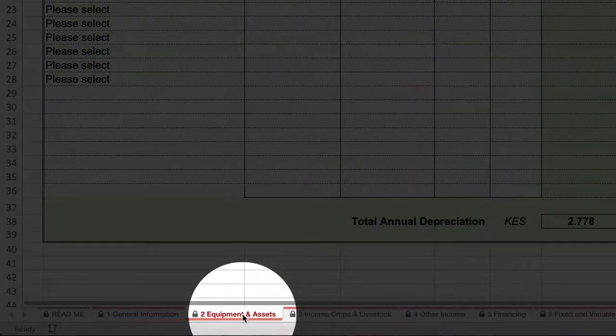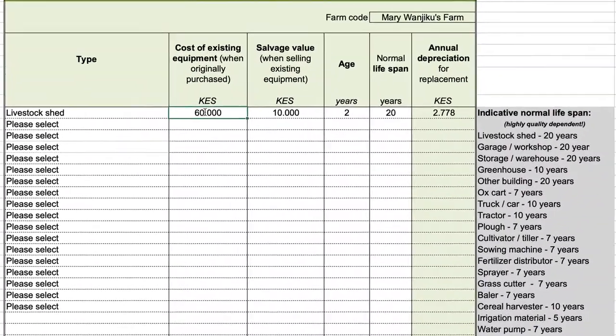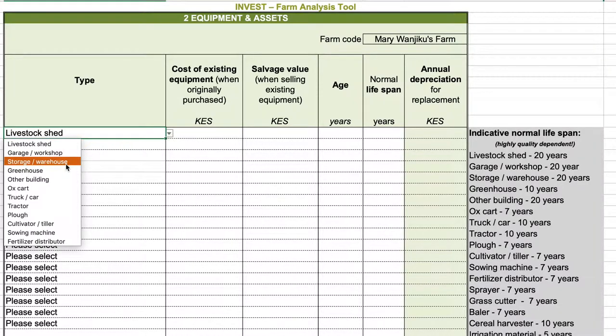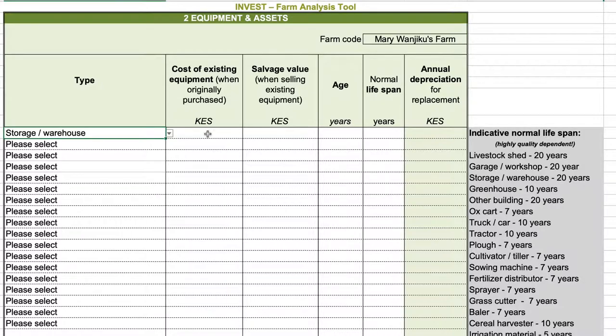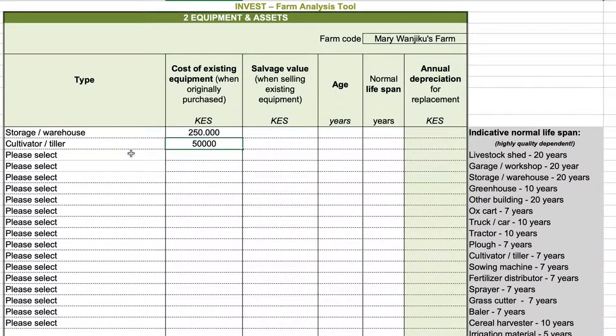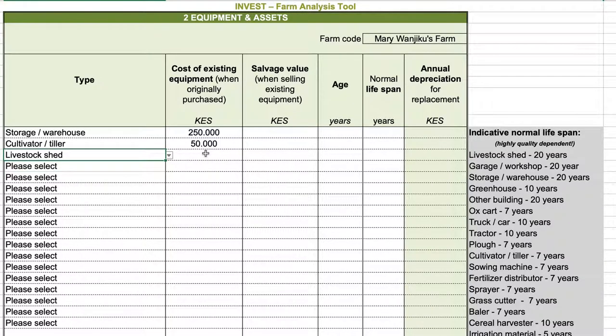We move to the sheet equipment and assets. Again, we have to first remove the data that are already in. For Mary's case, we enter the assets that are the warehouse with 250,000 Kenyan shillings, the tiller with 50,000 Kenyan shillings, and the livestock shed with 250,000 Kenyan shillings.